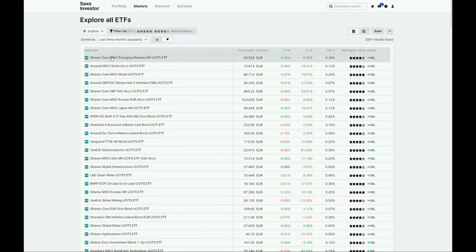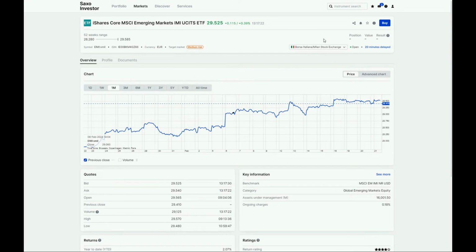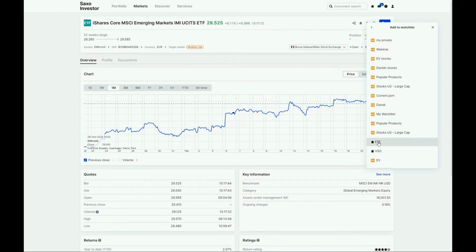Maybe you want to look at MSCI emerging markets. A lot of people are investing in emerging markets because they believe they have a very large future when we have some more money put into those countries. If you think it's a really good investment for you, but you might not want to invest in it at the moment, there's a small star up here to the left of the buy button. If you click on that one, you can add it to a watch list. Maybe I want to add it to my ETF watch list.